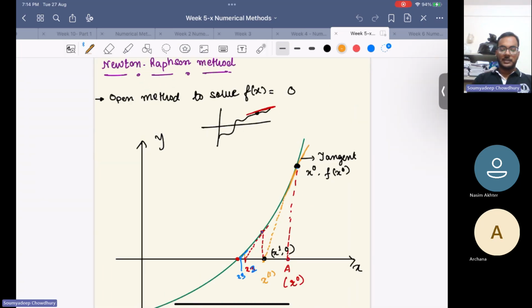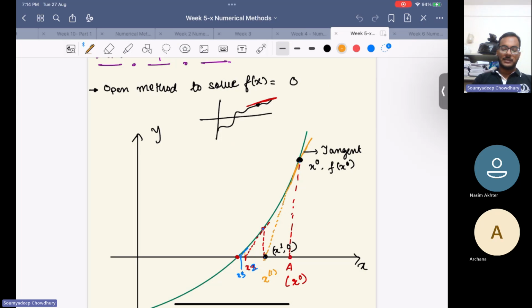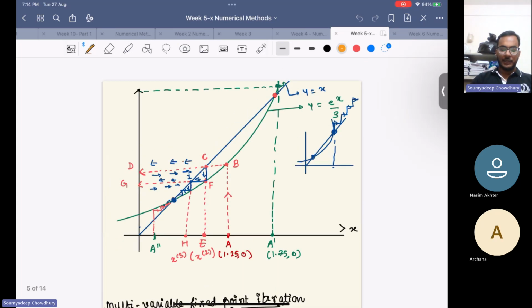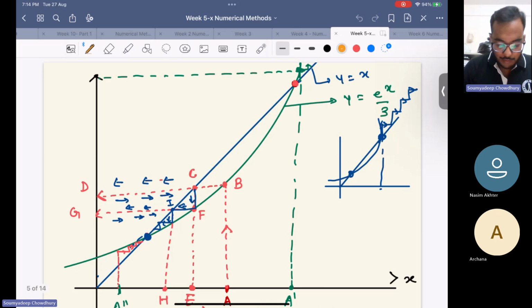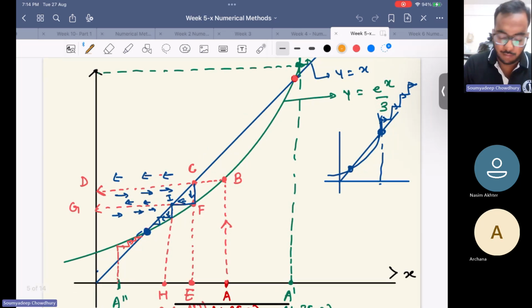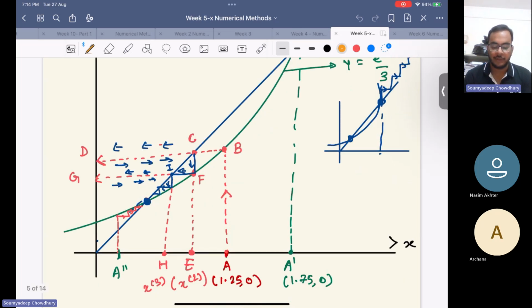Then we had discussed the Newton-Raphson method. It is basically an open method again to solve the function f of x equal to 0. Suppose this green line here is the curve, y equal to f of x, and this blue line is the y equal to x curve. The points where they intersect give us the roots. I have shown here how, based on the initial guess of the solution, we approach the root. Let us assume that this point A on the x-axis, marked in red, is the initial guess of the solution.